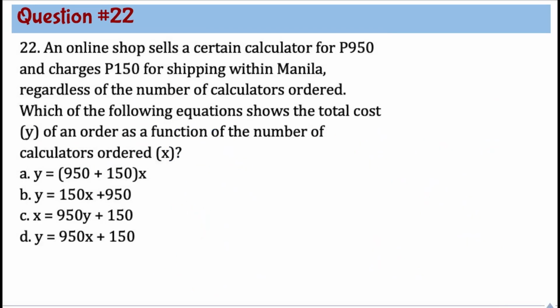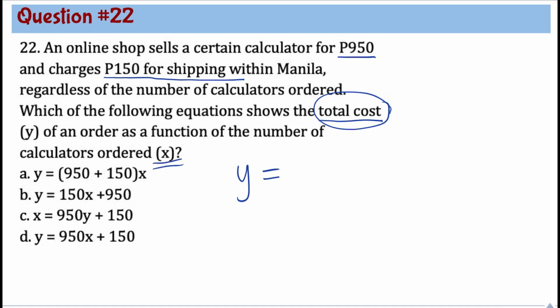Question number 22. An online shop sells a certain calculator for 950 pesos and charges 150 pesos for shipping within Manila, regardless of the number of calculators ordered. Which of the following shows the total cost of an order as a function of the number of calculators ordered x? So to find the total costs, using the variable y, we need to have y is equal to, we don't know how many calculators ordered, so that's why we're going to be using the x variable.